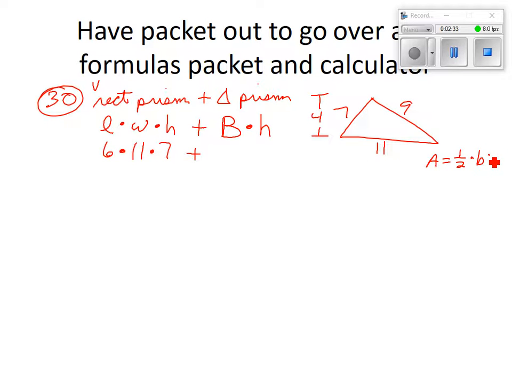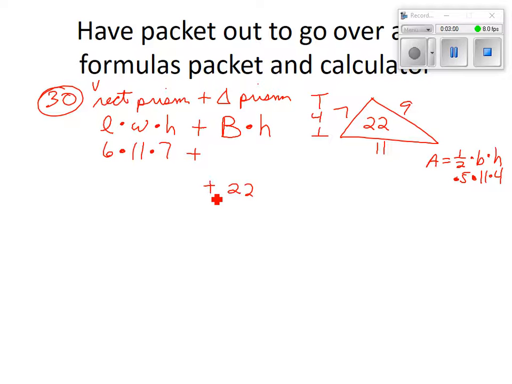Have your calculators out, help me here. So that's 0.5. We'll just do decimal form. What's the base? 11. What's the height? 4. That's 22. I added them up right there.